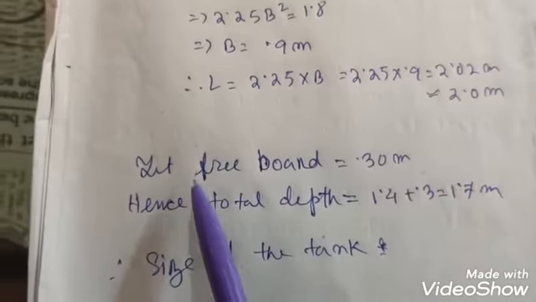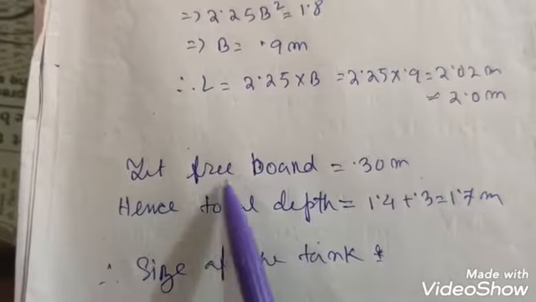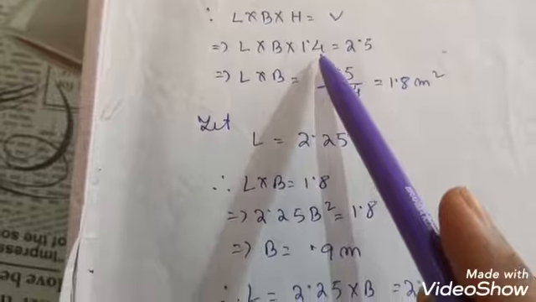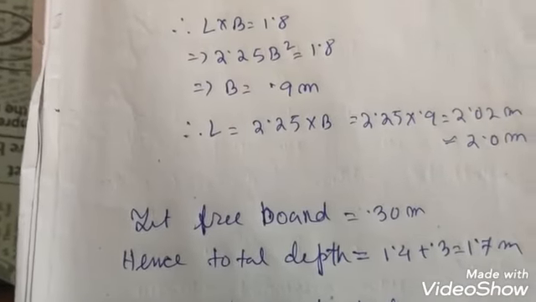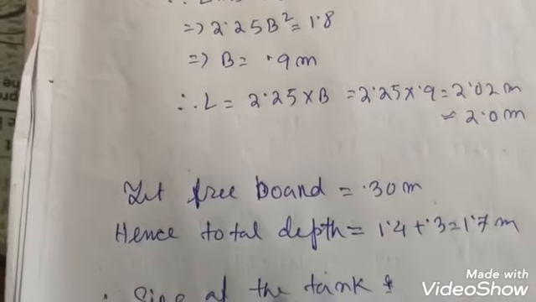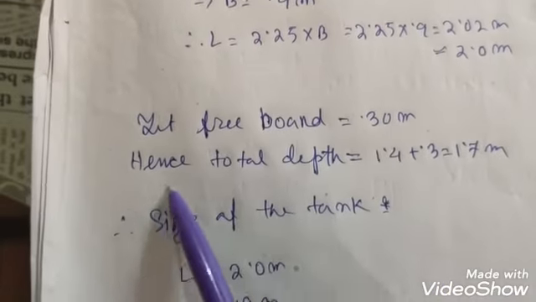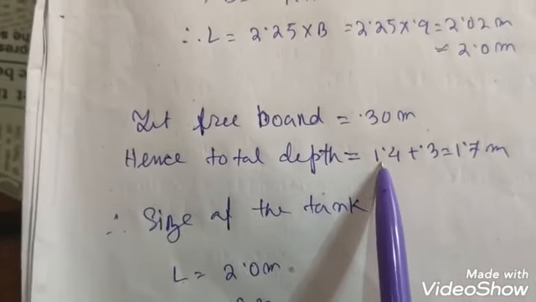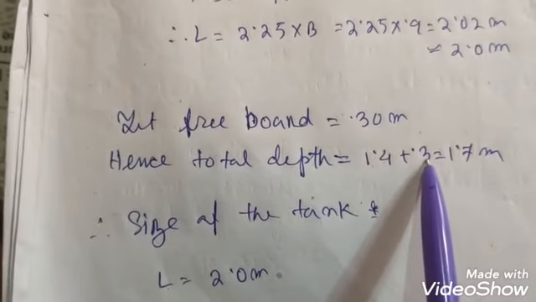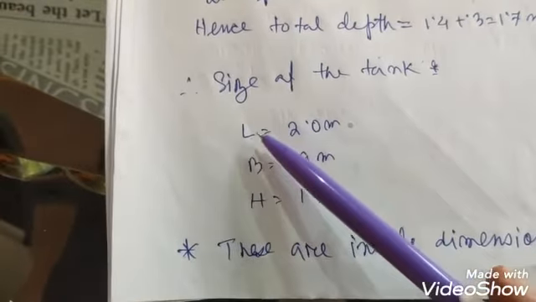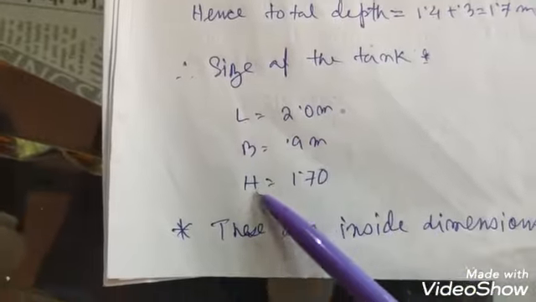Now let us assume a freeboard, that is the empty space above the liquid inside the tank. We have only assumed the liquid height, but there will be empty space above the liquid, and that empty space is called freeboard. Things will be more clear when we look at the drawing. We have assumed this freeboard to be 0.3 meter. So the total height of the tank will be 1.4, the liquid depth, plus 0.3, the freeboard, which is 1.7 meters. So the size of the tank that we have calculated is: length 2 meter, breadth 0.9 meter and height 1.7 meter.